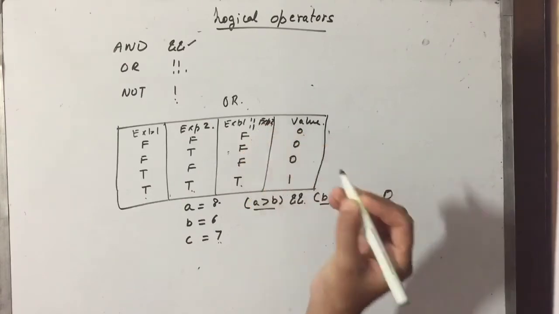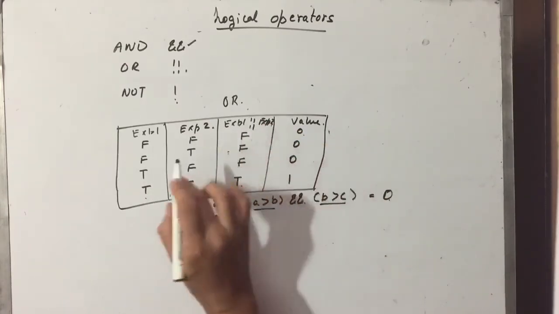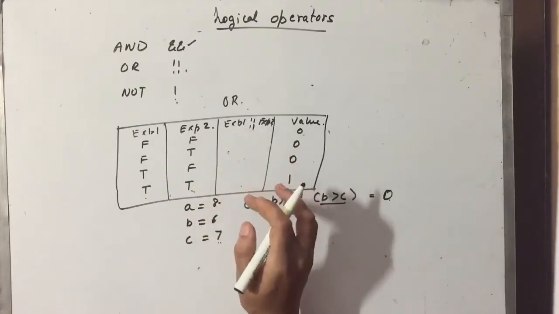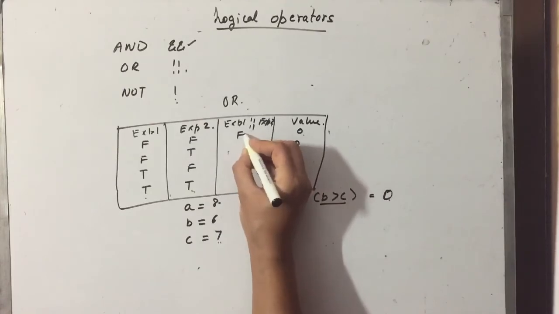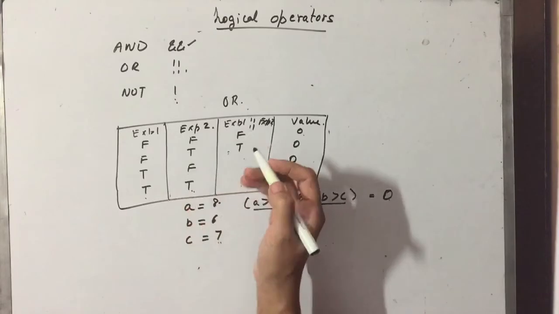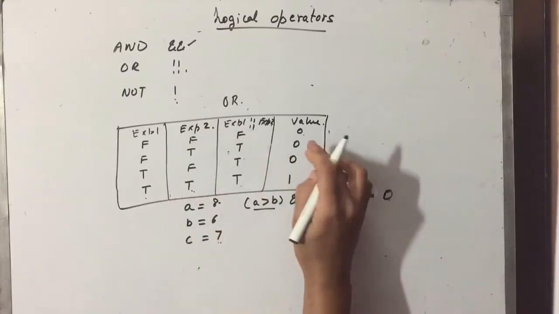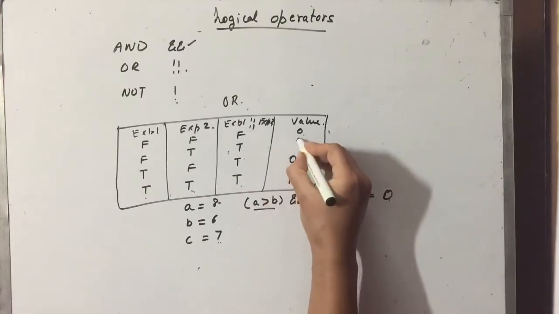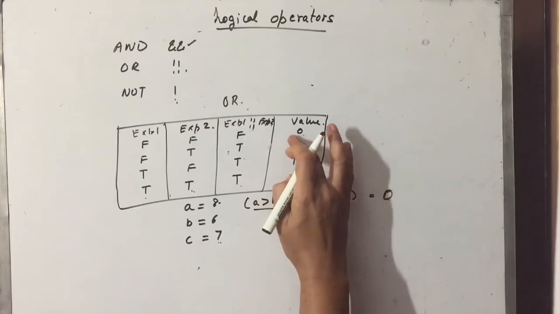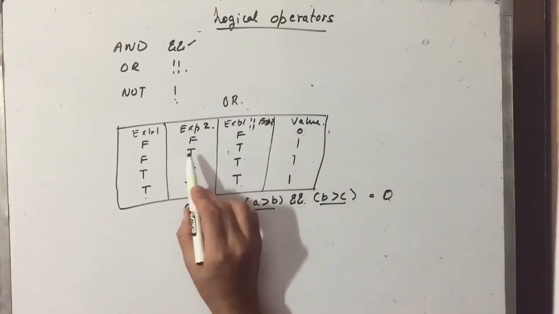So I put a pipe sign in between expression 1 and expression 2. Now in this case, false or false, the answer will be false; false or true, the answer will be true; true or false, the answer will be true; true or true, the answer will be true. So this is 0, this will be 1, this will be 1 and this is again 1.